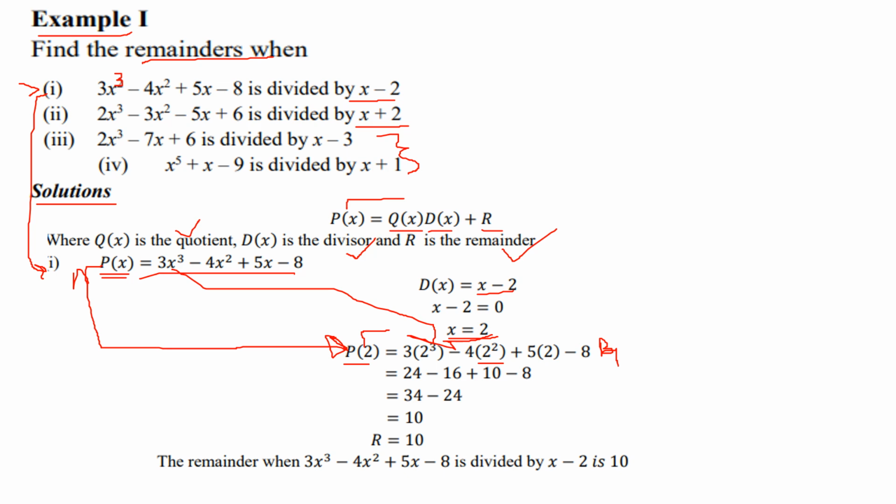Whenever we substitute for x and simplify, we shall get 24 minus 16 plus 10 minus 8, and when you simplify, you get your overall answer as 10. After substituting for a given value of x, whatever you get is called the remainder, and in this case our remainder is 10. Therefore, the remainder when polynomial of x, 3x cubed minus 4x squared plus 5x minus 8, is divided by our divisor x minus 2 is 10.